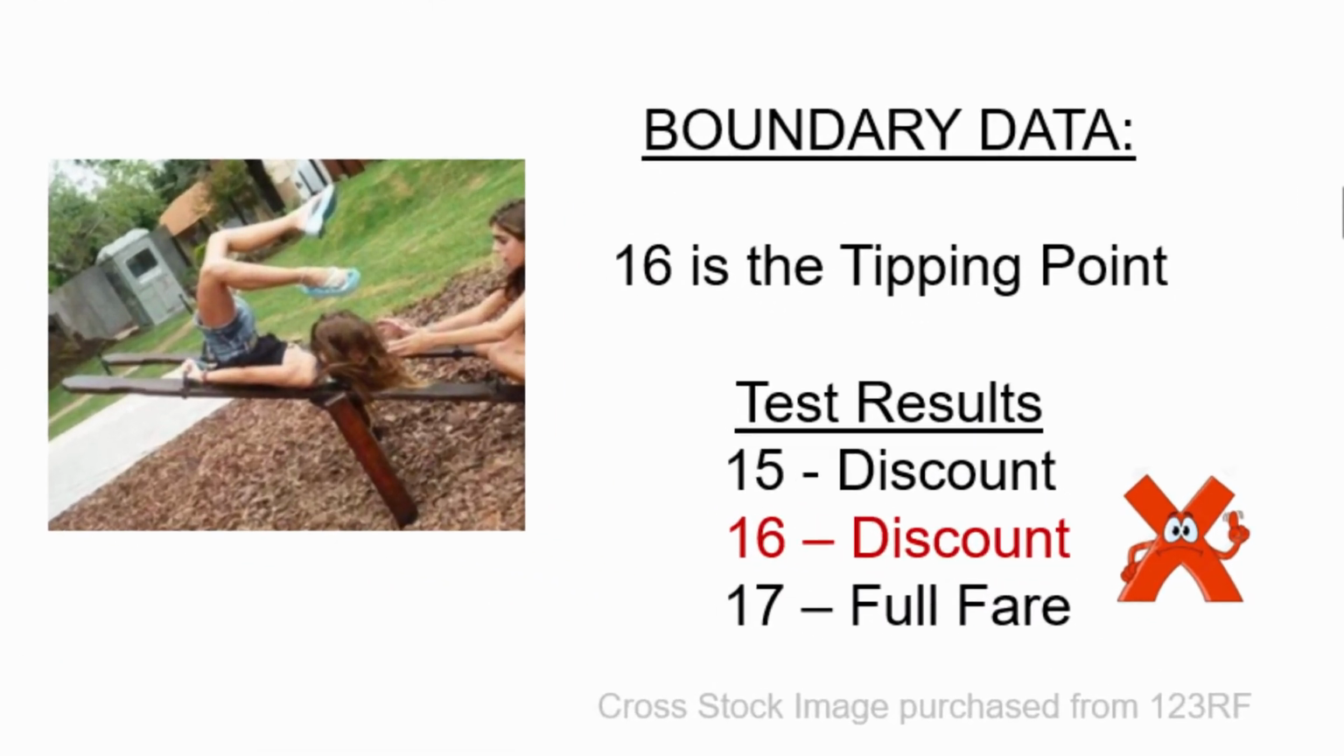So like in this one, when we do our 15-year-old one, that's fine, we get the discount. When we put in a 16-year-old one, oops, what happened there? They got a discount. They weren't supposed to get a discount because they're not under the age of 16. They've turned 16 now and sorry, you're an adult and discount days are over for you. 17 was fine because they paid the full adult fare. So something went wrong here.